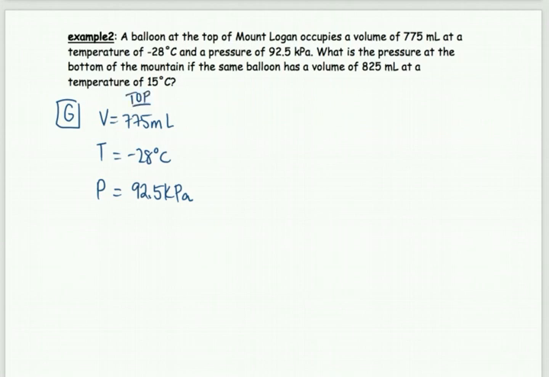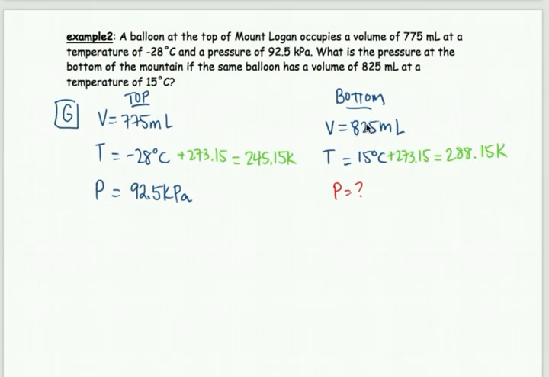Now we're going to take it and place it at the bottom. At the bottom, we need to find the pressure. So what is the pressure at the bottom of the mountain of the same balloon? Again, we're not changing the amount of particles in the balloon. It has a volume of 825 milliliters and a temperature of 15 degrees Celsius. Sorry, I changed the temperature and volume so they lined up, and I also converted the degrees Celsius to kelvins, okay?